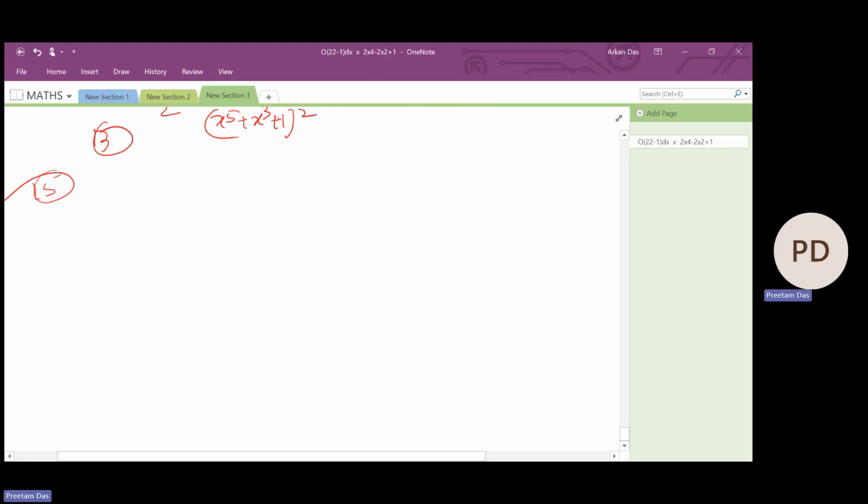Let us see the 15th question. They have said that x belongs to 3 pi by 4 to pi, second quadrant, 135 to 180 degrees. And they are asking this.